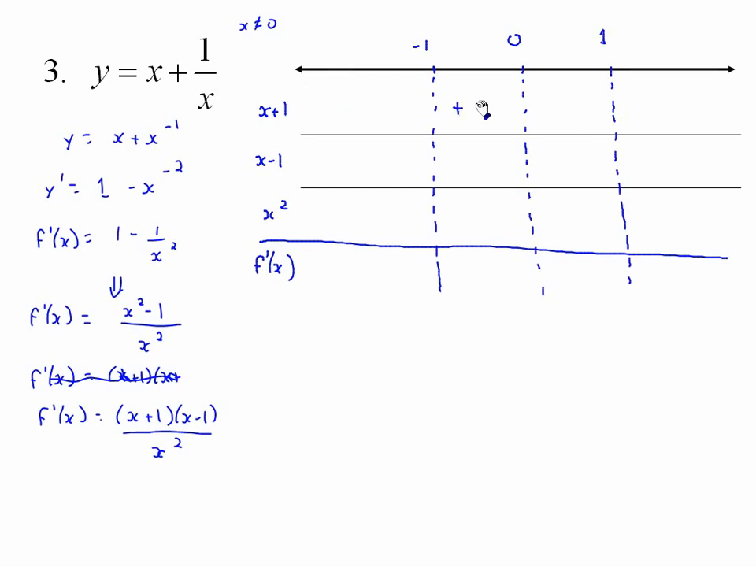And x plus 1 is positive when we're to the right of -1. So nothing unusual happening with this analysis. You've done much more complicated ones, and you will be doing more complicated ones in the future. For x minus 1, it's positive to the right, negative to the left.